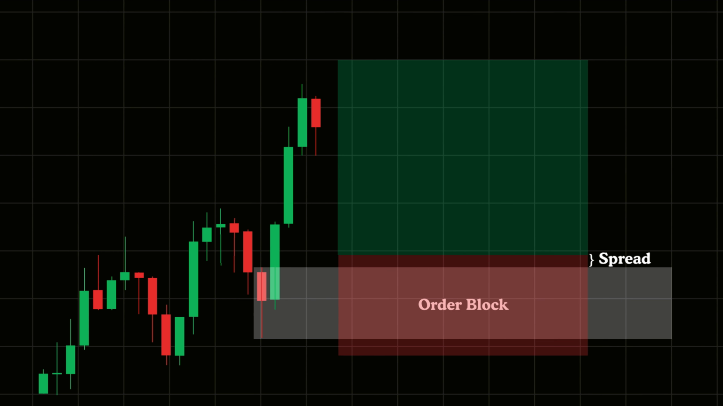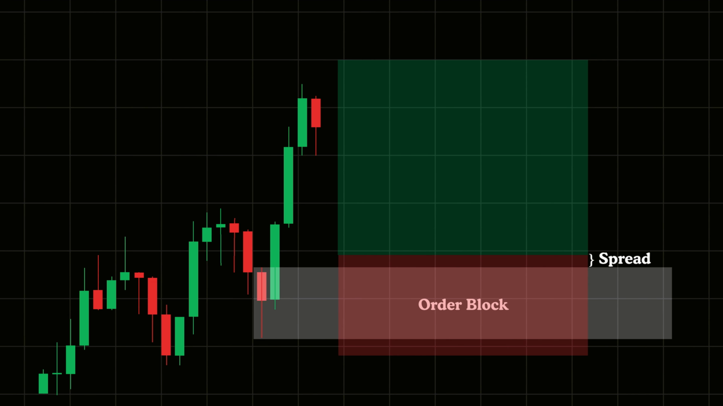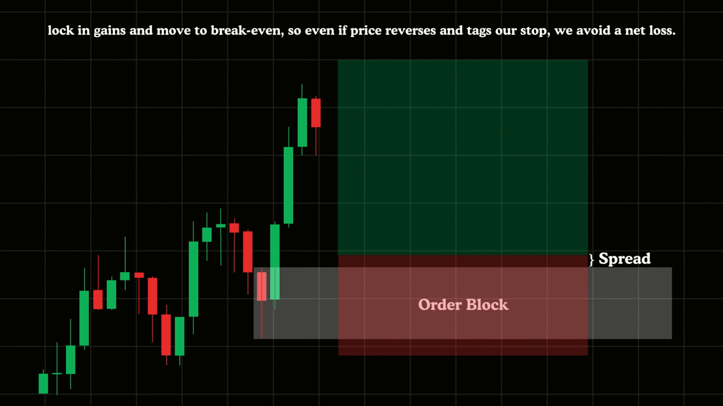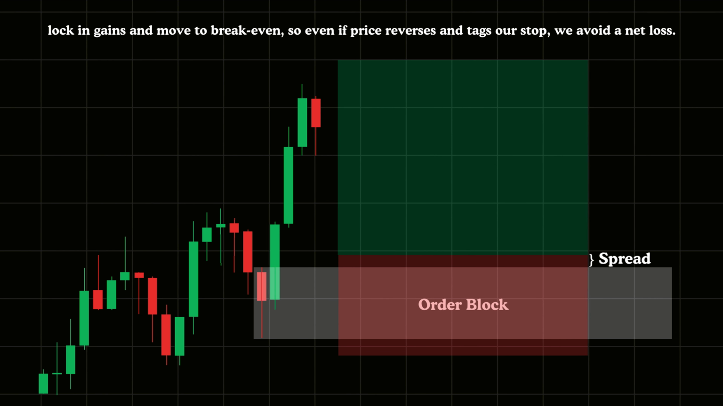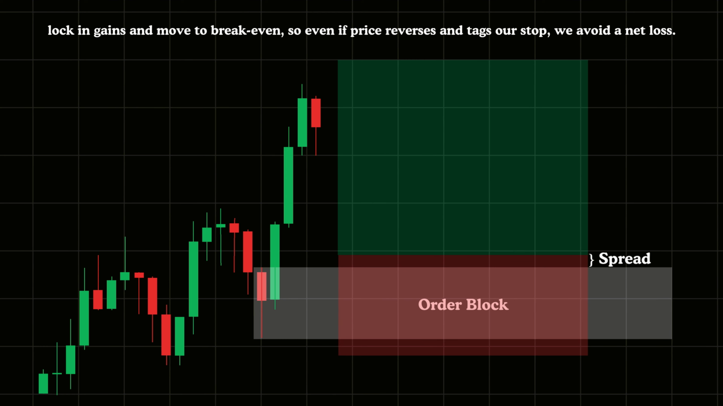We take partial profit at a 2R level, meaning twice the amount of our initial risk. This helps us lock in gains and move to break even, so even if price reverses and tags our stop, we avoid a net loss. For the final target, we look toward the next significant level in the path of price movement.